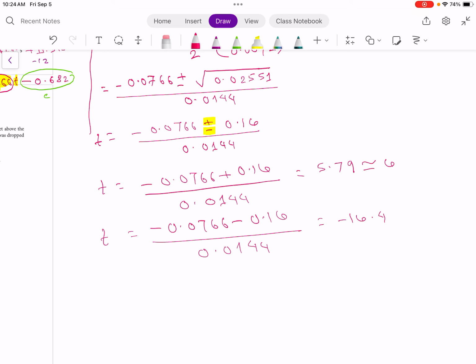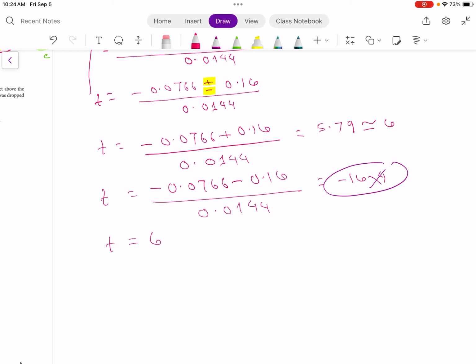Now, we defined our t as a number of years. We do have two values of t. Which value of t do we take here? Do we take the positive one or negative? T is number of years, and number of years can't be negative, right? We can't have like negative 5 years. So negative 16.4 is not the solution. Our solution is t equals 6.